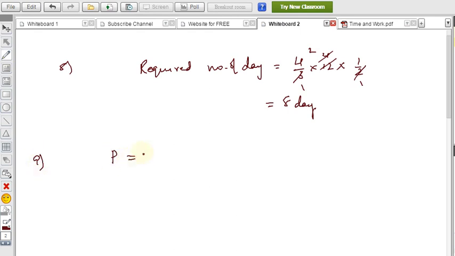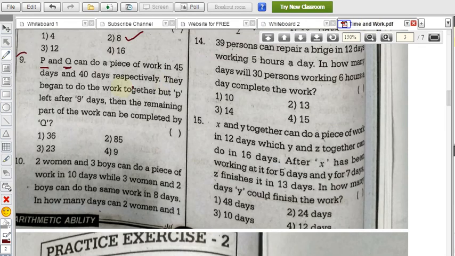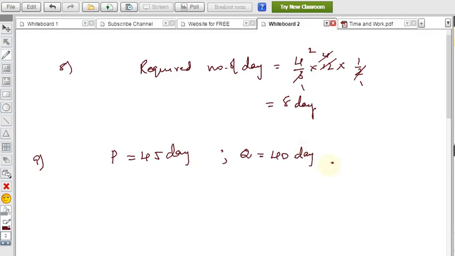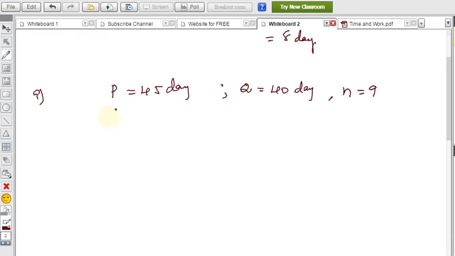So P's capacity is 45 days and Q is 40 days they can do. They began to do the work, but P left after 9 days. Means 9 days they worked together. Okay, then N is equal to 9. So 9 days already they worked together. Then the required number of days.